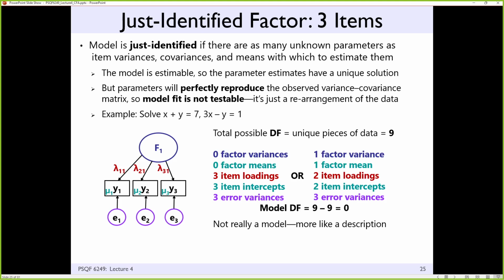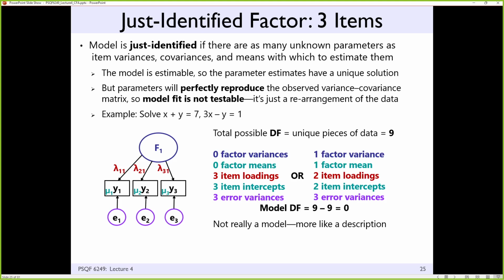And just as broke is not desirable, 3 items is not desirable. Because while this model is estimable, you've got enough information to figure out what all the parameters should be, it perfectly recreates the data. It is a rearrangement of the data you started with. It is not a prediction or a summary or a patterning.